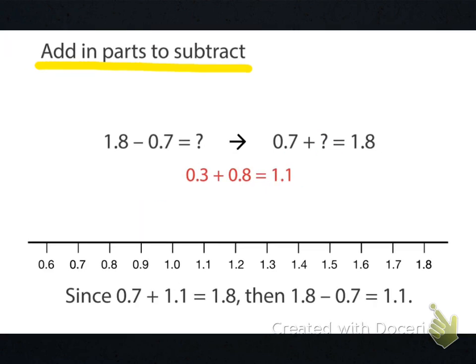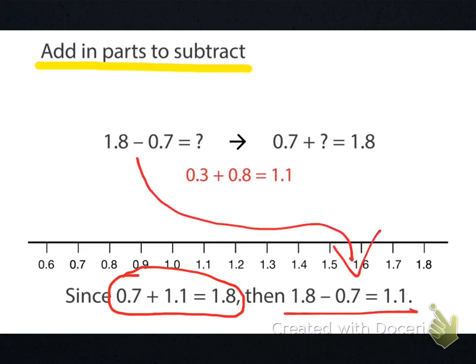Now I'm going to take the number sentence that I've been working on, the addition, 0.7 plus 1.1 equals 1.8, and I'm going to reverse it back to the original subtraction question that I was asked. 1.8 minus 0.7 equals 1.1.